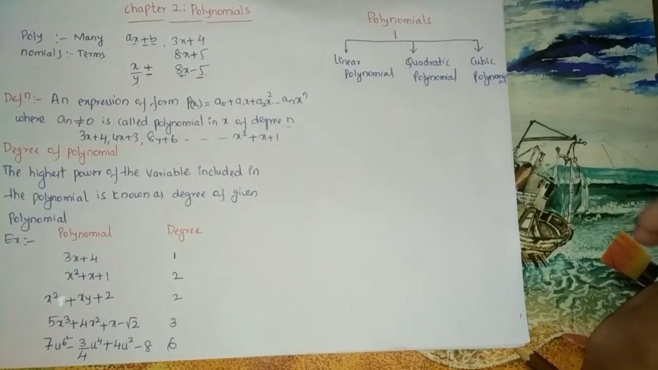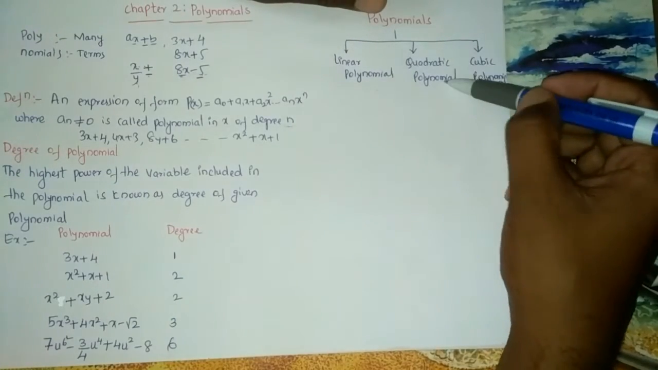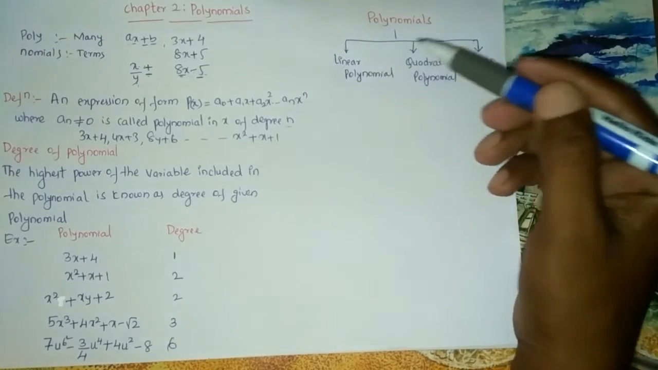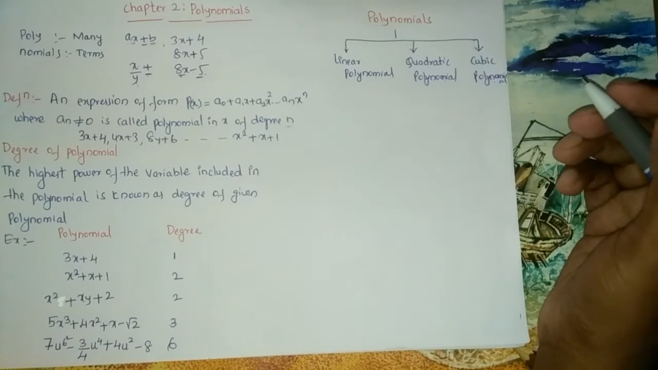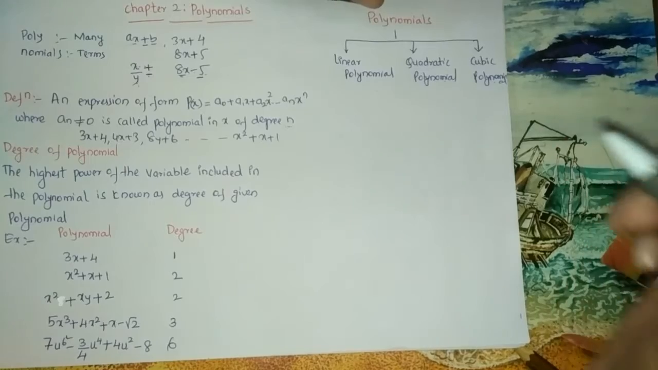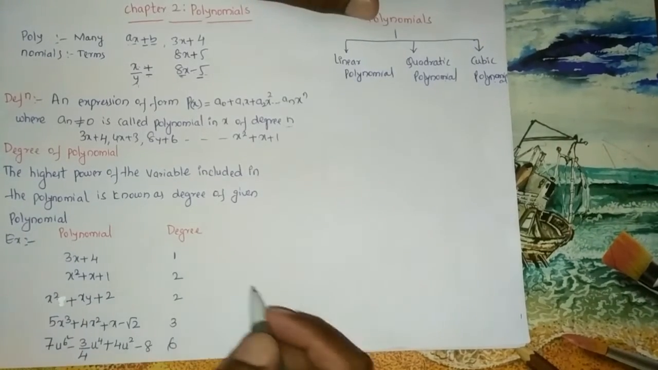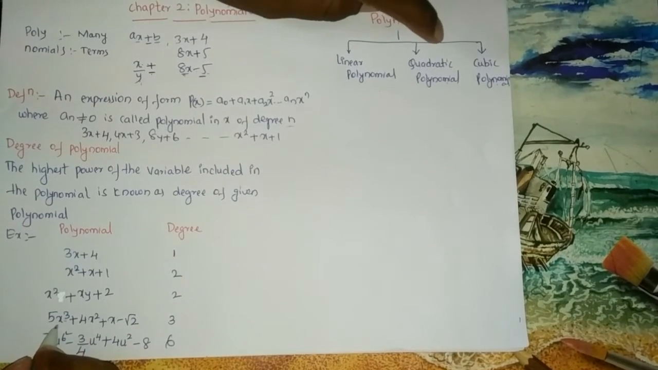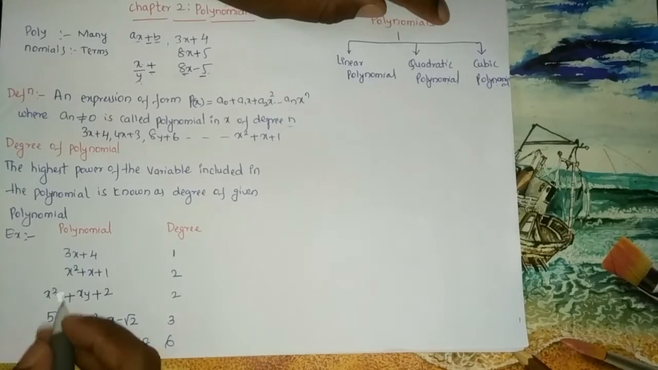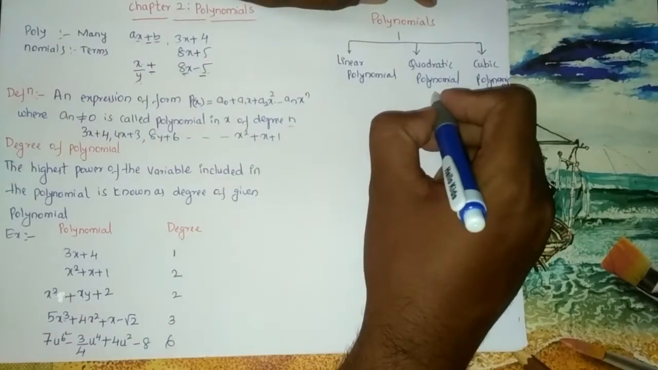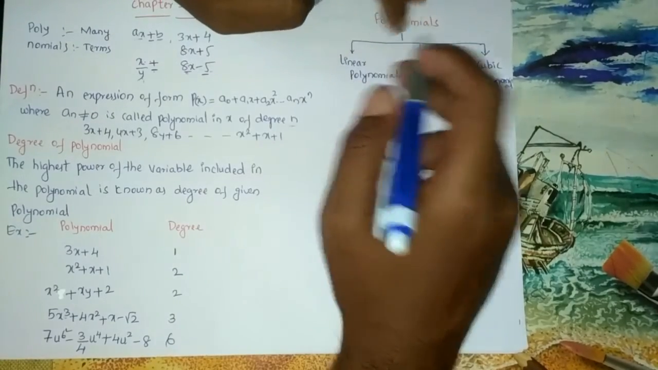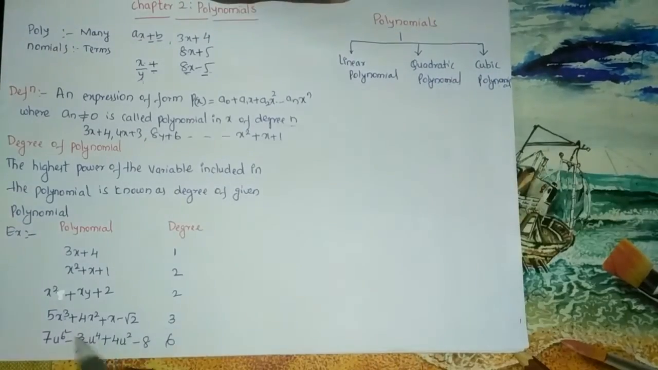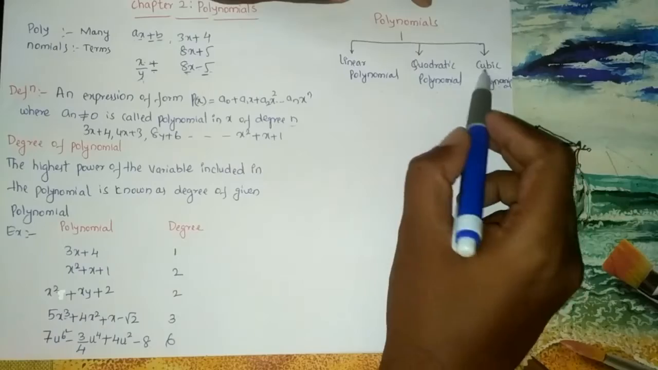There are different types of polynomials. We have linear polynomial, quadratic polynomial, cubic polynomial. Linear polynomial is nothing but when an expression is having highest degree as 1, we call that polynomial as linear polynomial. If degree is 1, linear polynomial, degree is 2, we call it as a quadratic polynomial. If the highest degree is 3, then we call it as a cubic polynomial.